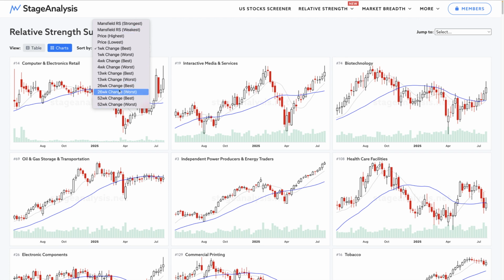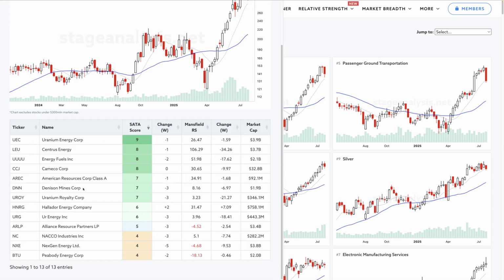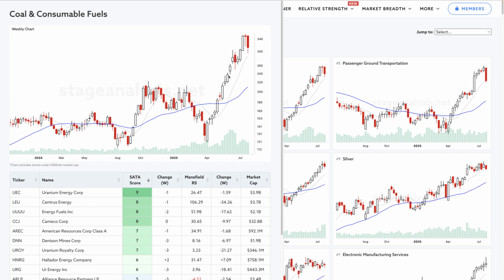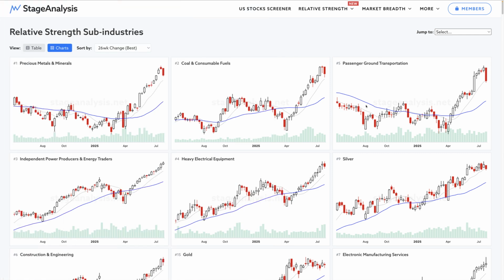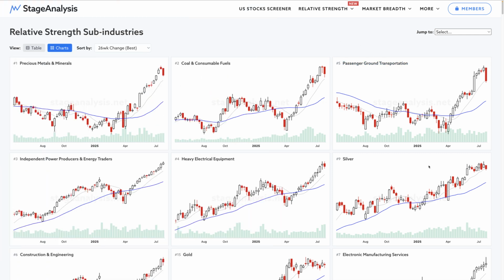So for example, over the last 6 months, the best groups, precious metals and minerals, coal and consumable fuels, so your uranium stocks particularly are in that, have been exceptionally strong over the last few months since the April low. Passenger ground transportation, so this is your Uber and Grab and Hertz and Lyft, etc. That's had a really strong move since April as well. So you can see these are the areas of strength over that time.